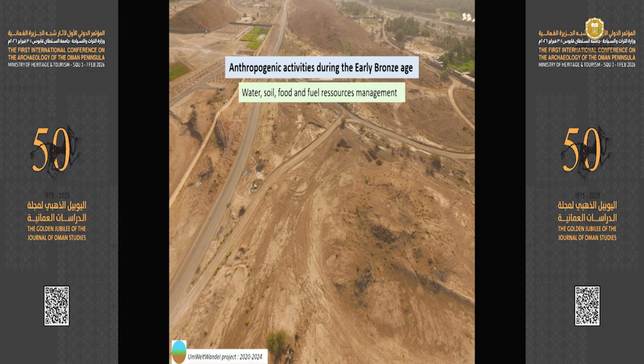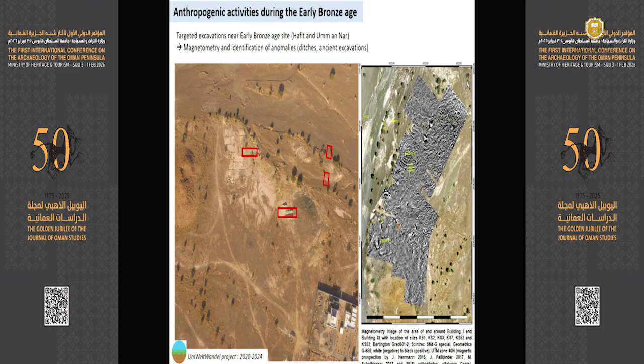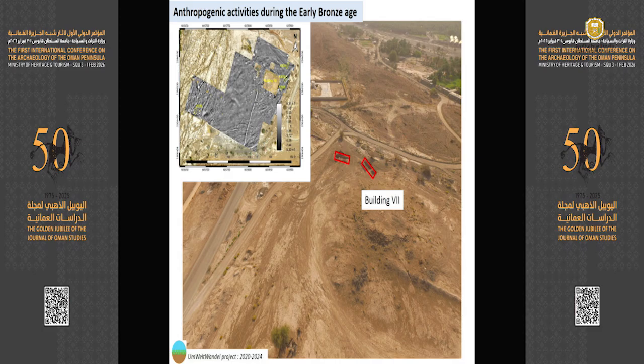So that's a nice new data. For anthropogenic activity, we studied the ditch system, the palynology, geochemistry, but also melanoides and anthracology. For all the sections we opened, we first used magnetometry to try to identify some useful anomalies, so we really targeted the space we wanted to open. It was absolutely not random.